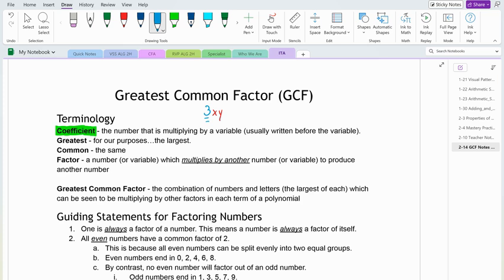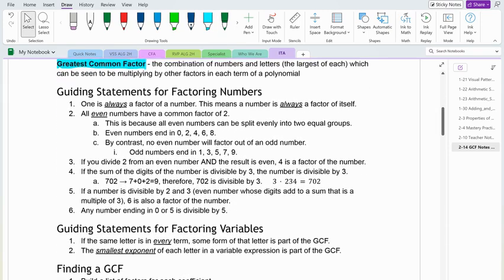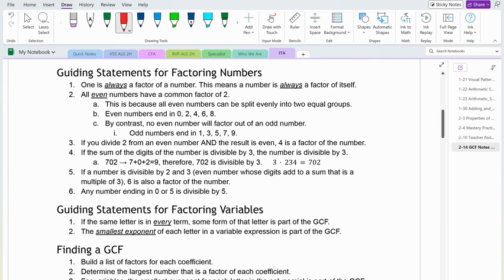So factors multiply. The greatest common factor, we're looking now at our entire term, the combination of numbers and letters, the largest of each, which can be seen to be multiplying by other factors in each term of a polynomial. All right, that's a bit much, but we'll break this down into parts. So our guiding statements, we've got some here to look at. Starting out, very straightforward. 1 is always a factor of a number. That really should probably make sense to everybody.